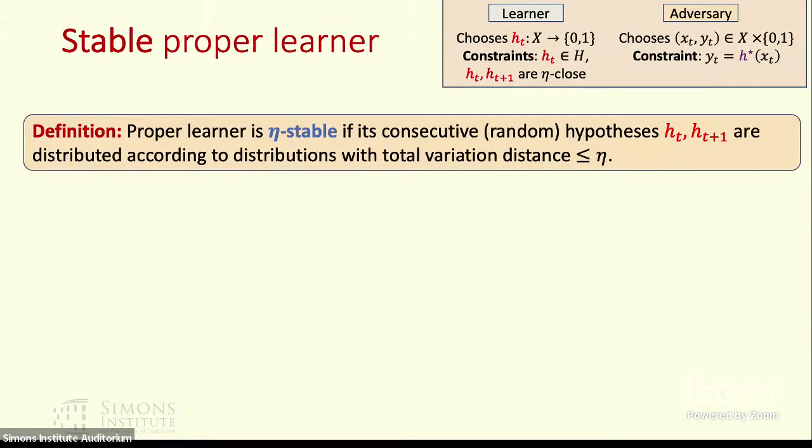Okay, so moving on from proper learning, there's one additional constraint that we need to place on our proper learner, which is known as stability. I define a proper learner to be eta-stable, for some positive real number eta, if the consecutive hypotheses the proper learner outputs, h_t and h_{t+1}, are distributed according to distributions that have total variation distance at most eta. Informally, this is just saying that the outputs of the proper learning algorithm don't change much from round to round.